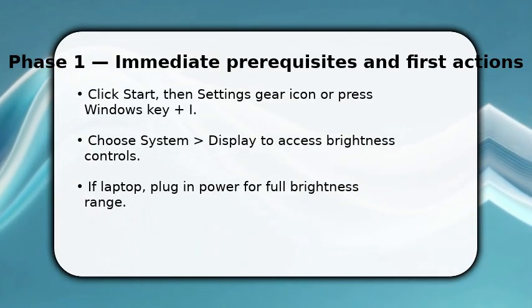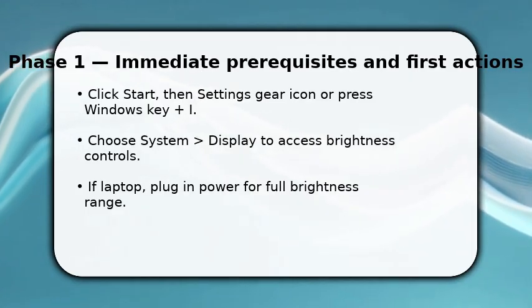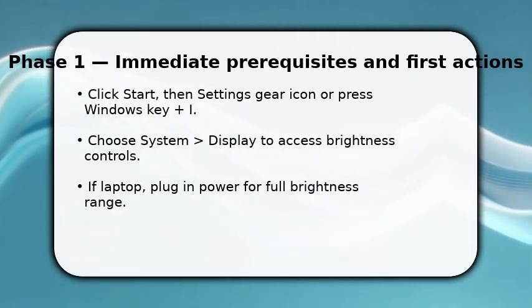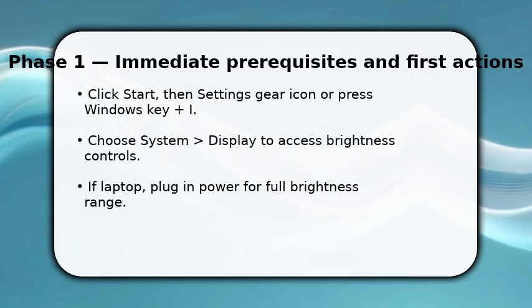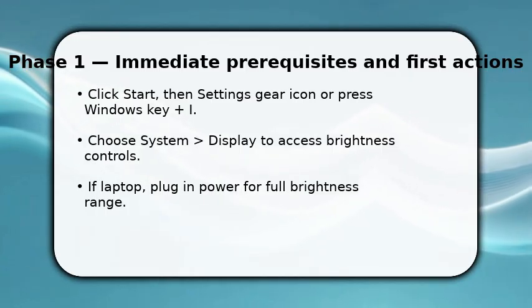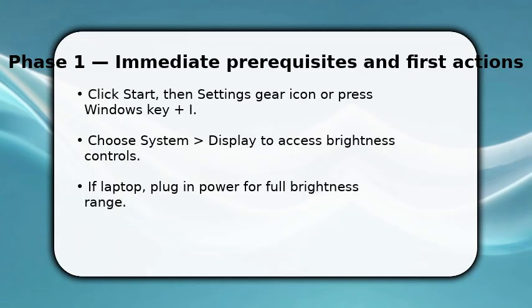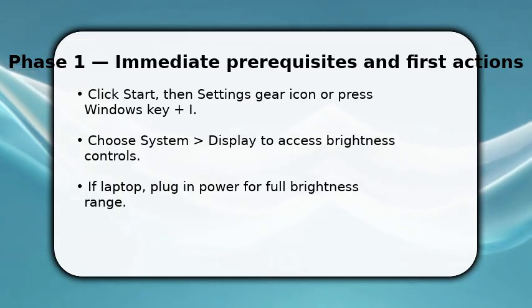If you're on a laptop, plug in power first so Windows unlocks full brightness options, and make sure Adaptive Brightness is off for manual control. You're doing this to get consistent luminance quickly, so don't worry about color profiles yet. We'll adjust only brightness in the next steps.